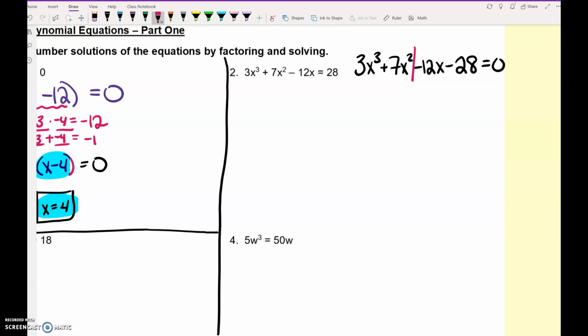Okay, the first group. 3 and 7 don't have anything in common, but they both have x squared. 3x to the third divided by x squared would be 3x. 7x squared, take that x squared out, we'd have 7. What about negative 12x and negative 28? Negative 4. 3x plus 7. So our factored form is x squared minus 4, 3x plus 7.